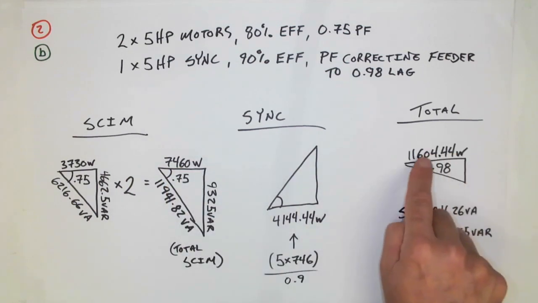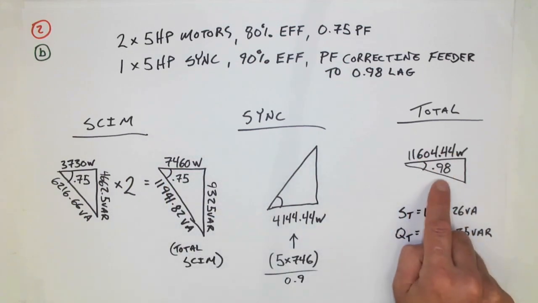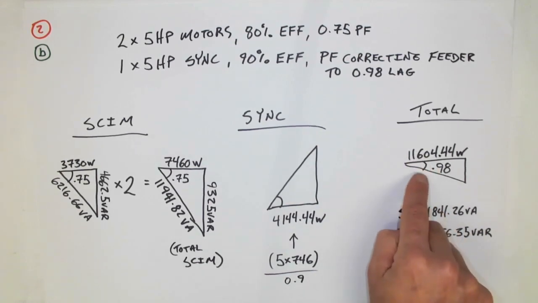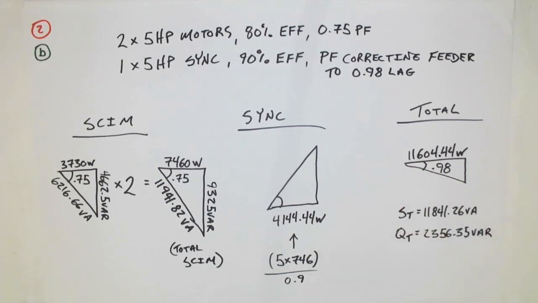And I am given the power factor of 0.98. They've told me it is a lagging 0.98 power factor for the whole feeder. Now the S total, as we've looked at before, can be calculated by taking the watts divided by power factor. And the Q, or VARs, of the circuit can be calculated by using Pythagoras once I have watts and VA.